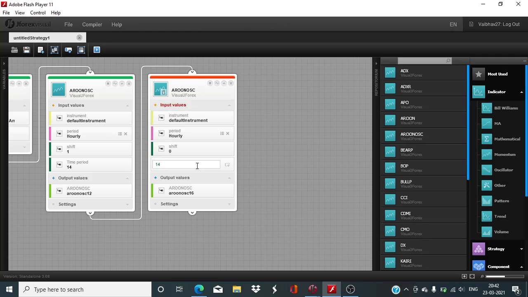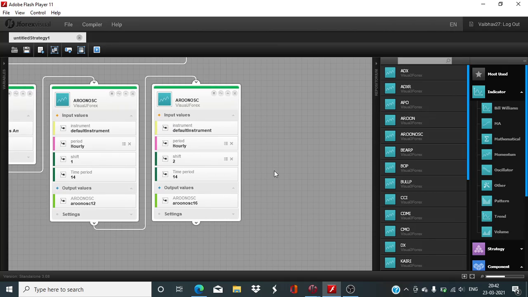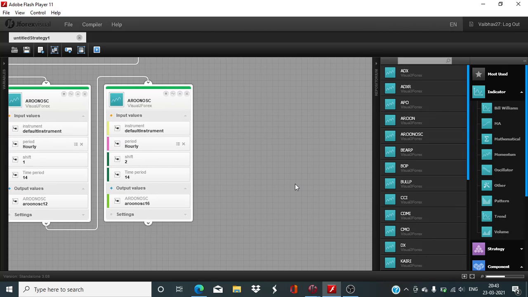It will remain 14, and shift will be changed to 2. So in the prior hour it should be below 100, and in the last hour it should be at 100. So we will be able to do that comparison using these look back periods of 1 and 2 respectively.